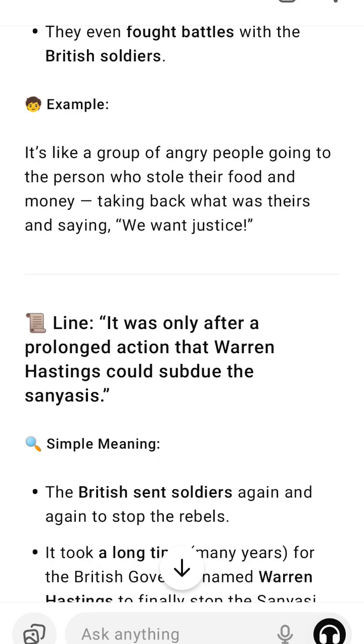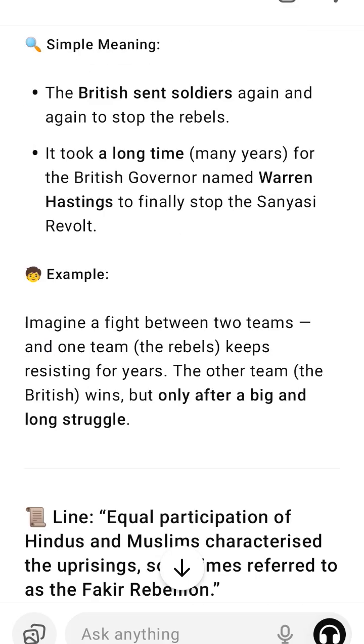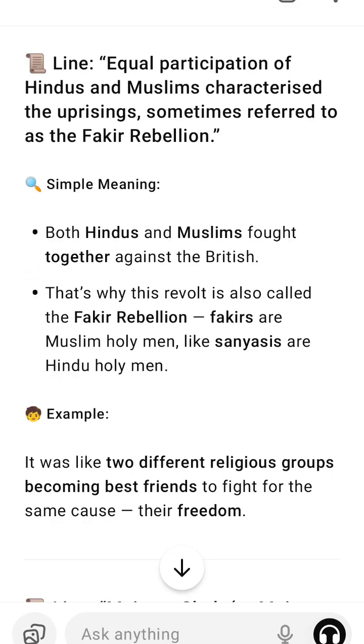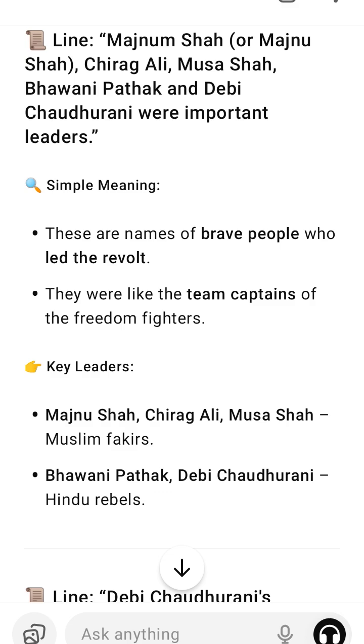What caused the revolt? 1. The big famine of 1770. A famine means no food or not enough food. In 1770, there was a terrible famine in Bengal. Millions of people died of hunger. British rulers did not help properly. They were cruel and careless.